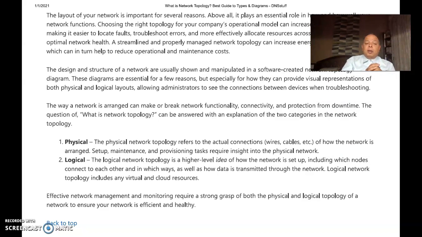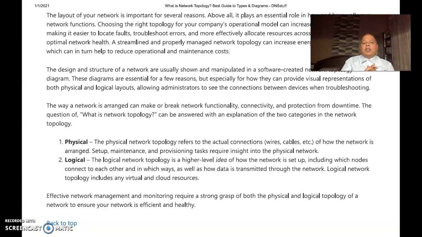And we already defined there are two ways to specify the topology. One is physical. It refers to the actual connections, the wires, the cables, the nodes, how they are arranged. So that is actually the physical topology. And basically, while designing the physical network, what's important is how the setup is going to be run, the maintenance issues, and provisioning the tasks that requires a lot of insight as far as the physical network is concerned.